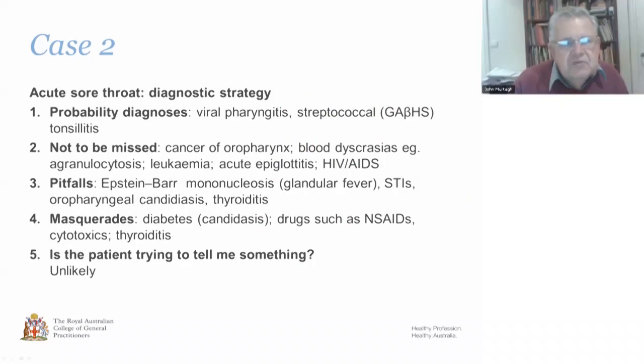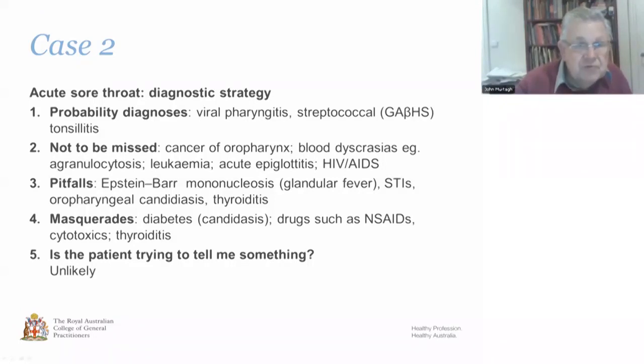This is the diagnostic strategy for an acute sore throat. On probabilities, when his mother brought him in, I thought this child probably had viral pharyngitis. But he could have streptococcal tonsillitis, which we used to see a lot of. We don't see quite so many now, but they're around. What can't we afford to miss in this young person? Well, we can't afford to miss cancer. We can't afford to miss a blood dyscrasia, because people with a blood dyscrasia can have a throat like that and be unwell.